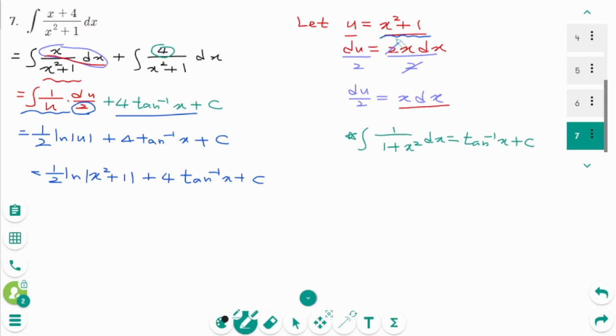In here, x squared plus 1 is always greater than 0. We don't need the absolute value sign. We can rewrite as 1 over 2 ln bracket x squared plus 1 plus 4 arctangent of x plus c.